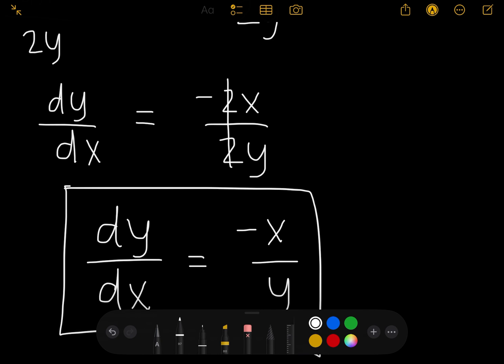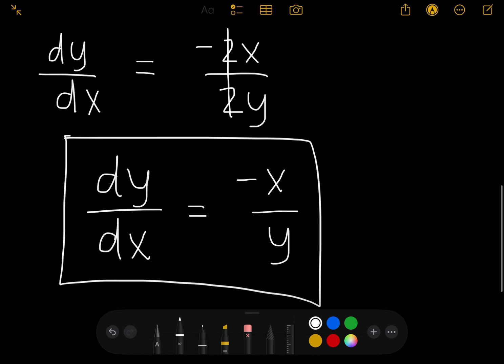So even though we didn't solve for y, we still found the derivative, and you can use this anytime x and y are tangled up in an equation, such as in circles or other curves that don't work with the regular rules. So I hope you guys learned how to do implicit differentiation from this video.